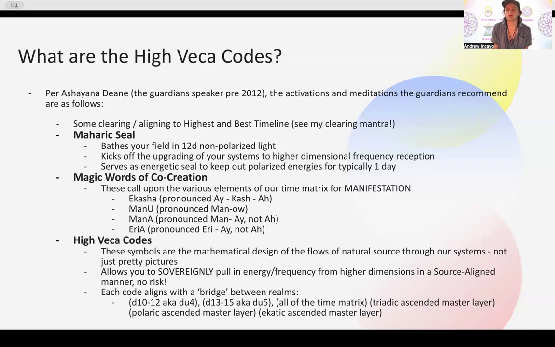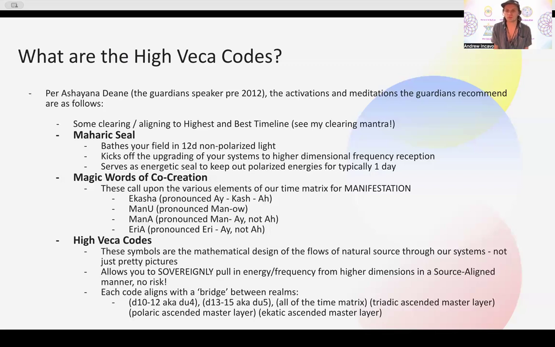And then I'm using my co-creative capacities as a free will co-creator under source, an avatar here in the 4D, to see that through. So the magic words of co-creation are really cool. And then the Hi-Veca codes as well, we're going to cover here. So these symbols are the mathematical design of the flows of natural source through our systems.